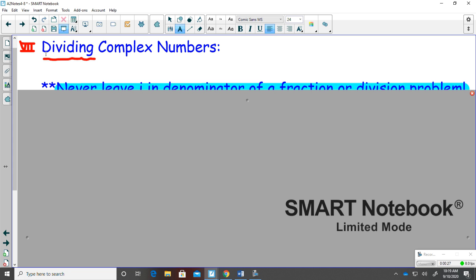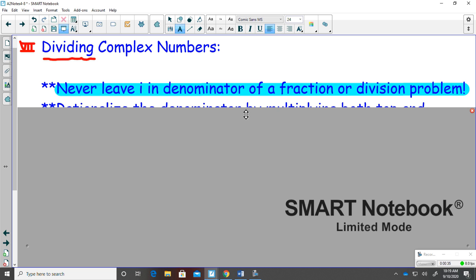So in your notes, we are dividing complex numbers today. And a couple general rules that you need to remember. First, never leave an imaginary number in the denominator of a fraction or a division problem. So make sure that the i in the denominator, you can figure out a way to get rid of that.